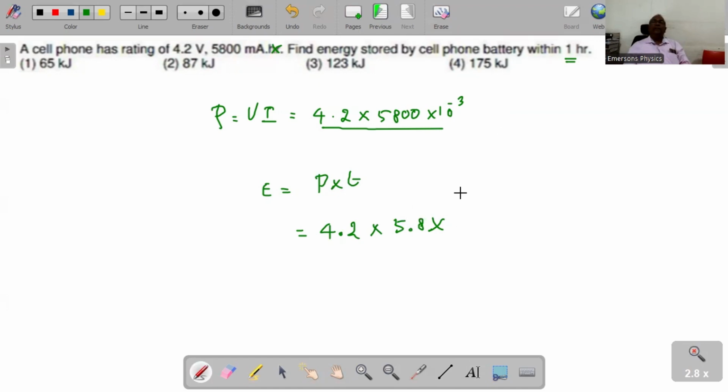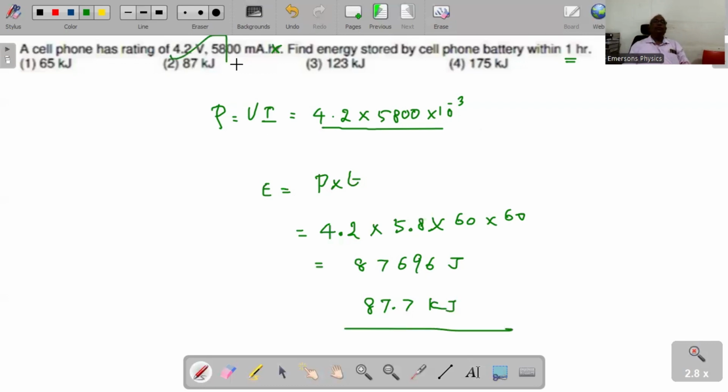So first we will find out in joules. So 5.8 into 60 into 60, since 1 hour is equal to 60 minutes into 60. When you calculate these values, you will get 87696 joule, which is nothing but 87.7 kilojoule we can write. 87.7 kilojoules. Okay.